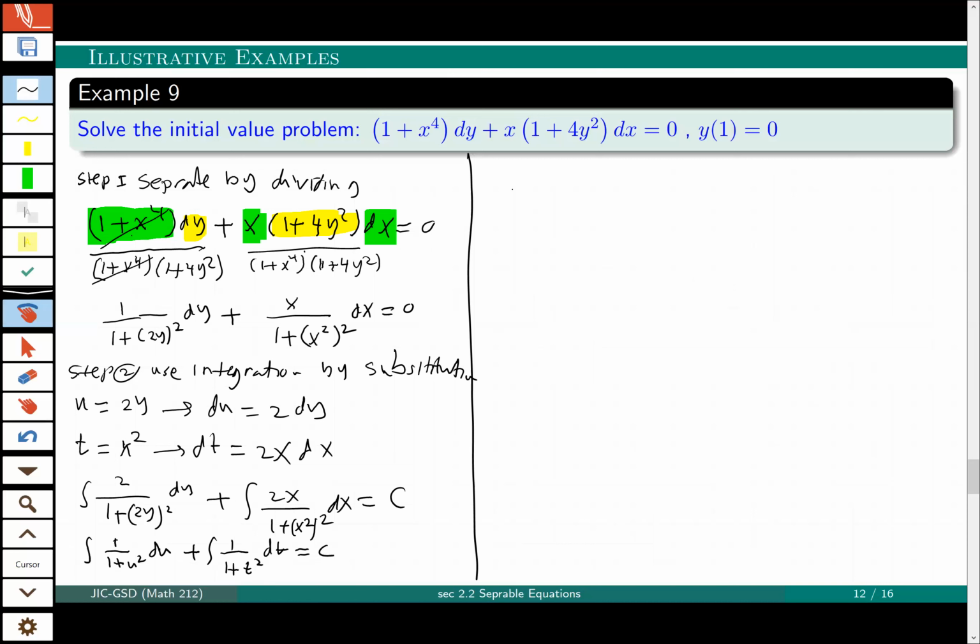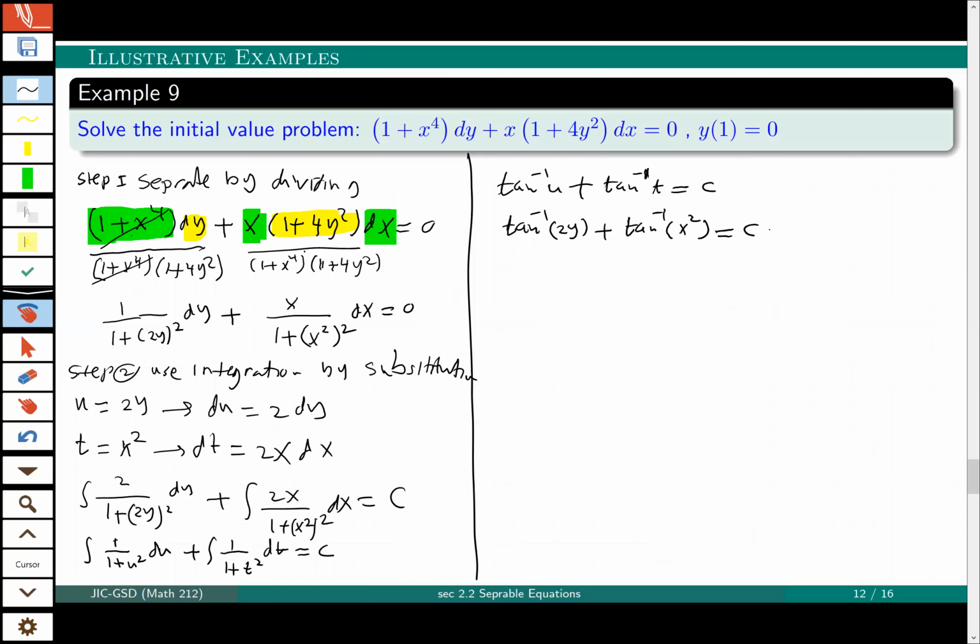Both of them are tan inverse, tan inverse of u plus tan inverse of t plus a constant. Now we did not finish. We have to replace back u by 2y, so I will have tan inverse of 2y, and t is equal to x squared.